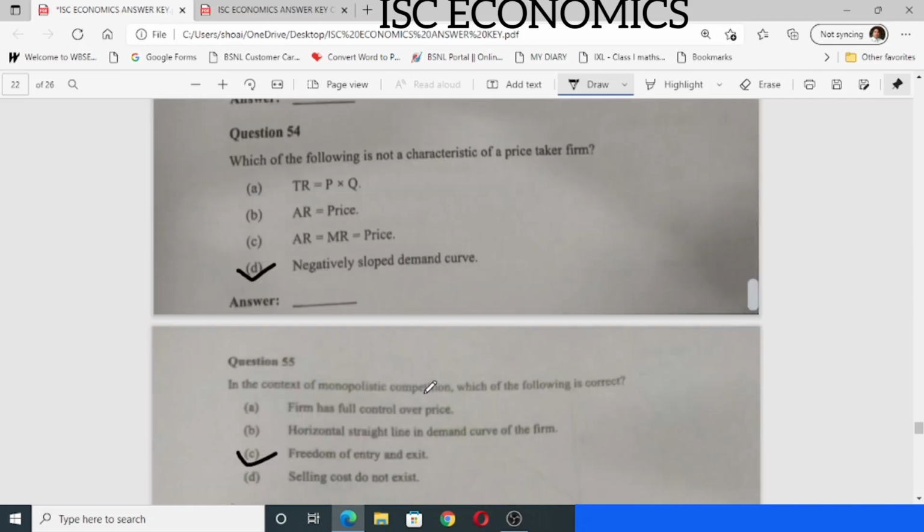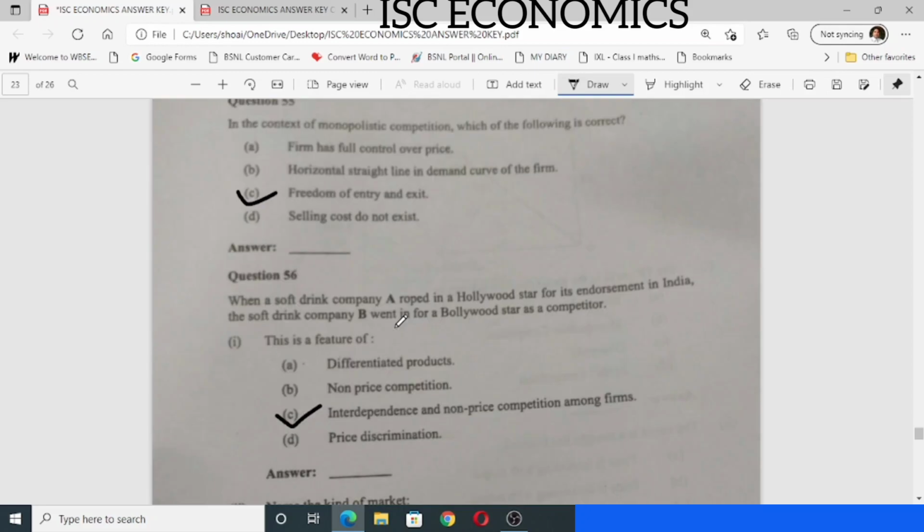54. D is the correct answer. Negatively sloped demand curve. 55. In the context of monopolistic competition, which of the following is correct? Answer is C. Freedom of entry and exit.